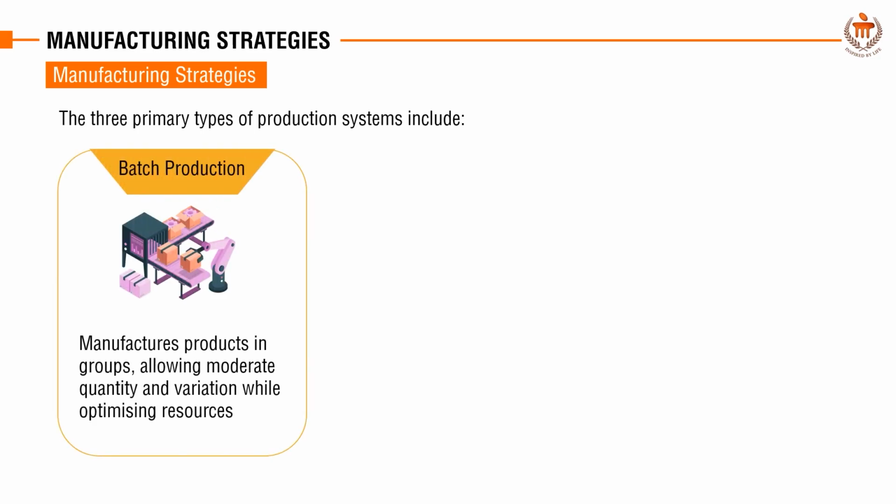The first one is batch production. Batch production involves manufacturing products in groups or batches rather than individually or in a continuous flow. This approach is suitable for companies that need to produce a moderate quantity of items with some variation. For example, a bakery might use batch production to bake different types of bread, allowing for flexibility in responding to customer orders while still optimizing resource use.